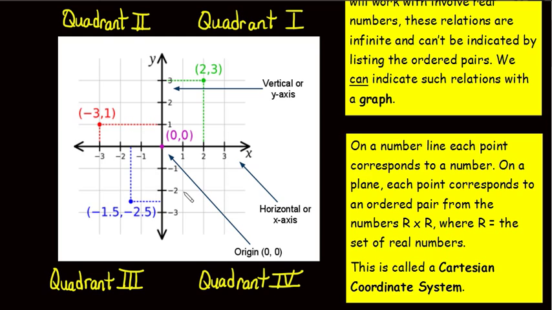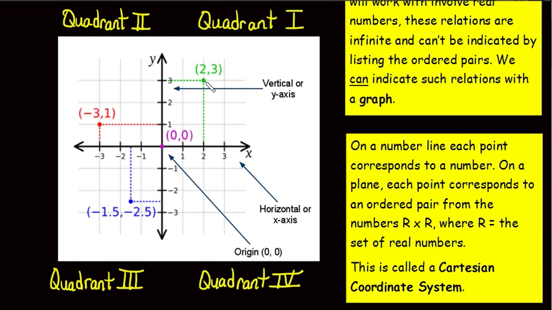The origin is where the domain and range both are 0. And we've got some points on here just to help you see. The domain of this point is 2, which is your x coordinate, and your y range coordinate is 3.